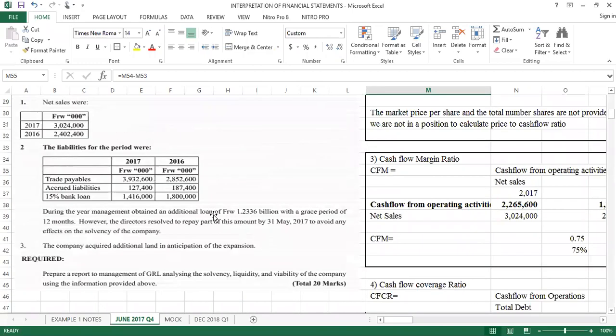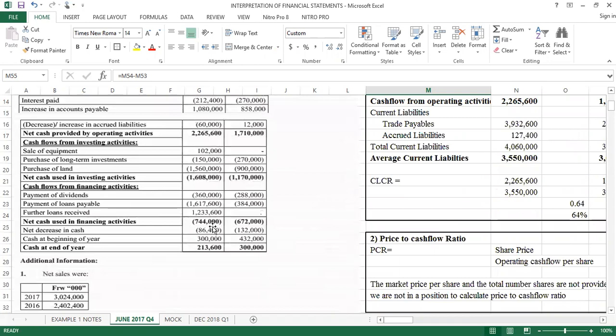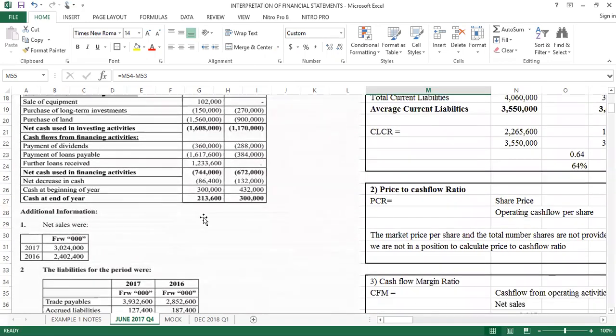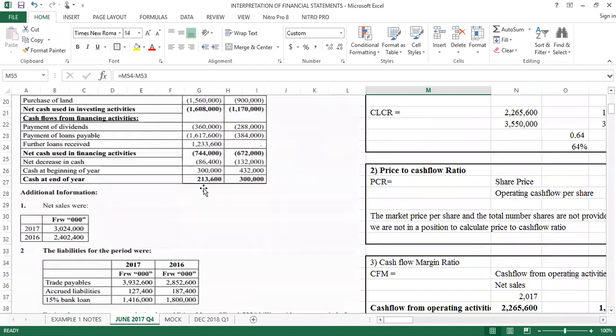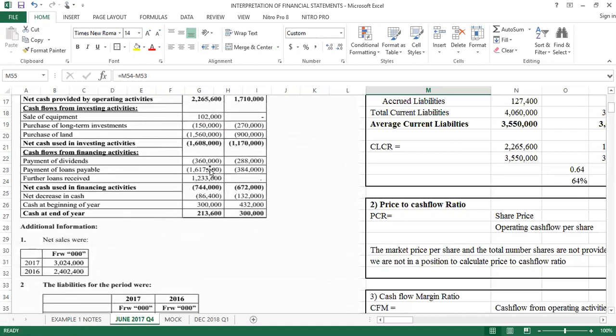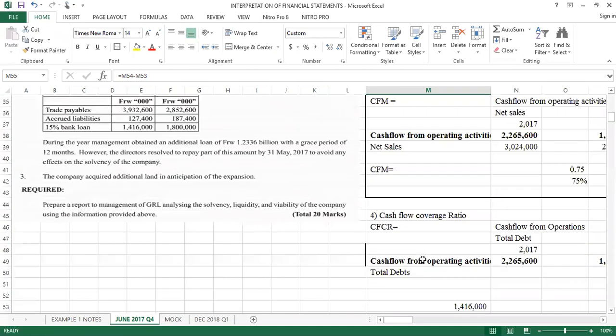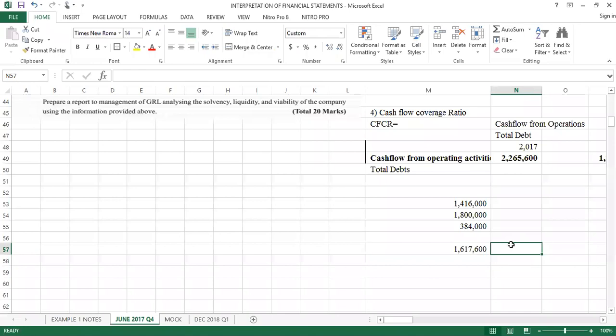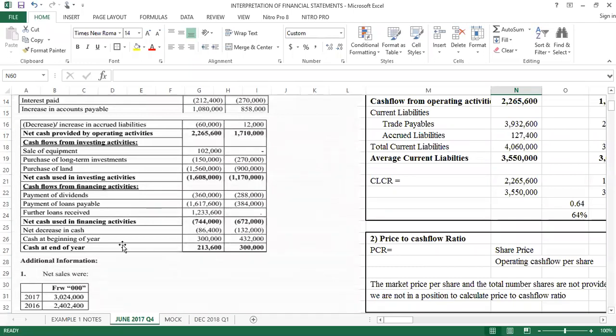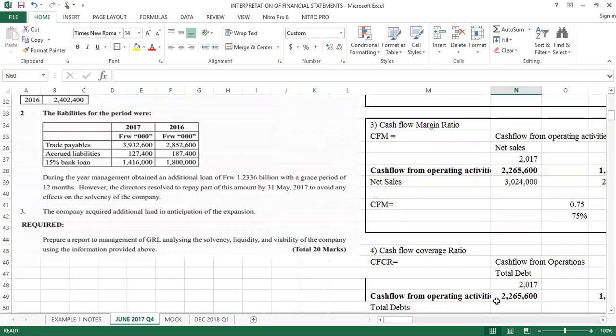384, thank you. Now we come here. Where is it? We come, were we told? Here we come repayment. Do you see in the statement of cash flow? How much did we repay? 1617600. That is the amount that was repaid. Remember, this is repaid. I'm just confirming something. And how much new was received? The new that was received was 1233600.